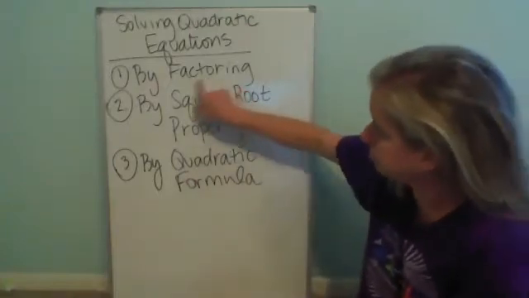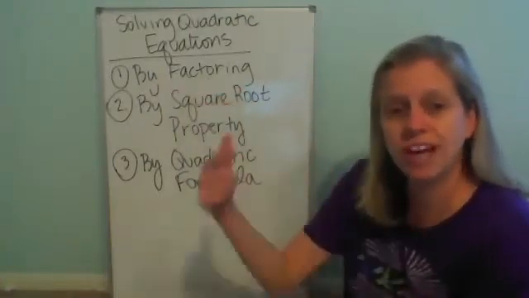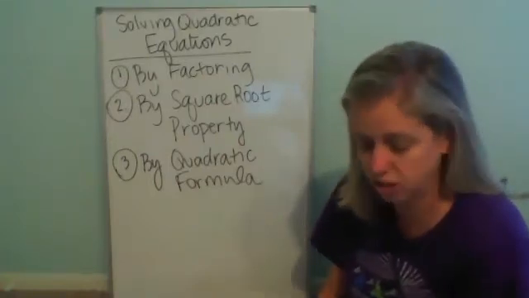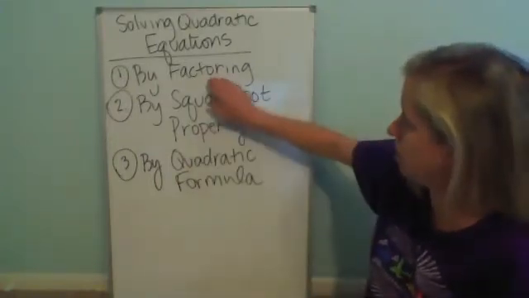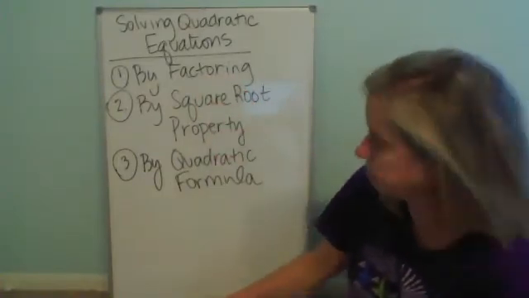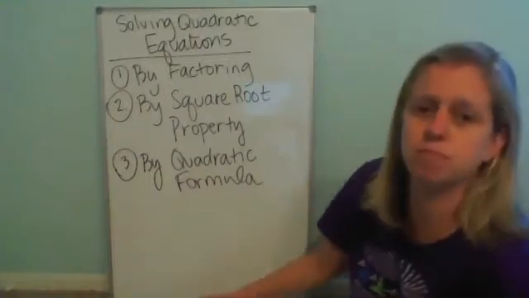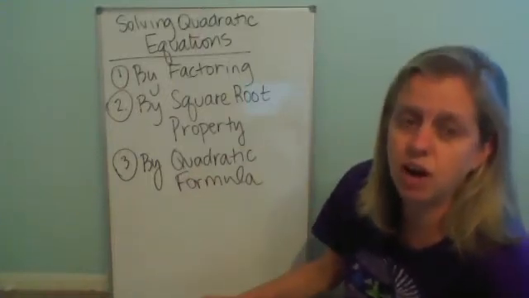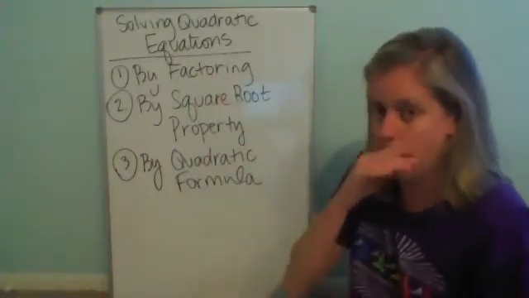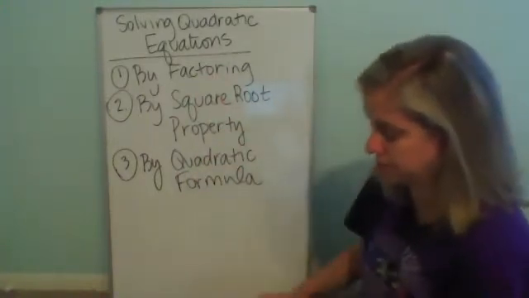The first one is by factoring, which we actually did earlier in chapter 4 when we did our factoring section. Okay, so we'll do a couple of those. Then the second method is the square root property. But then the last method is going to be by using the quadratic formula. So if you want to pause and write those methods down, you can do that now because I'm about to get into the homework problems.